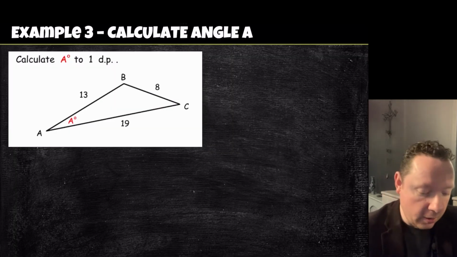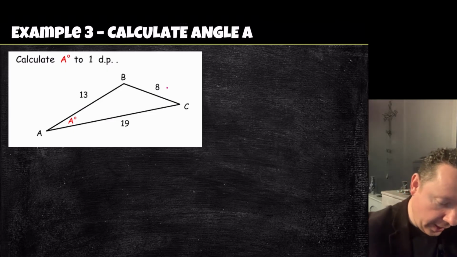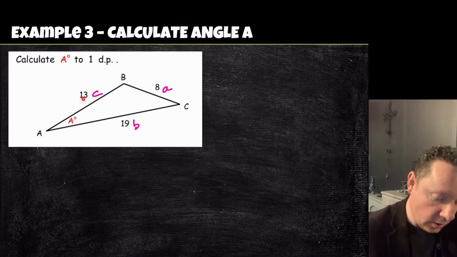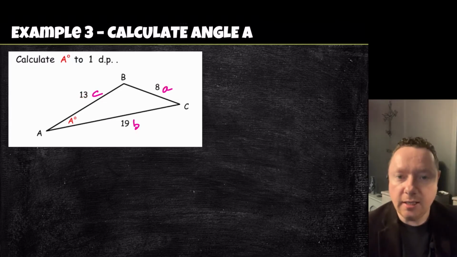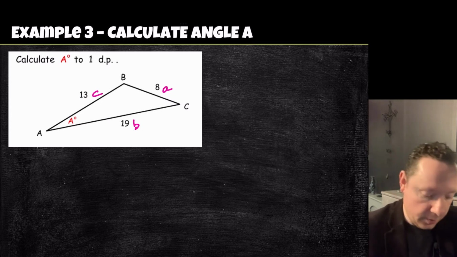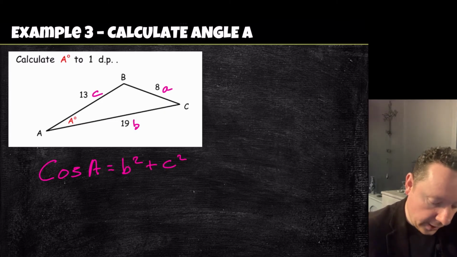Example 3. Using the cosine rule to calculate an angle, this time just angle A. So we're given angle A, so opposite A is little side A, opposite B is little side B, and opposite C is little side C. Again, I know it's the cosine rule, but by counting the sides, I'm given 1, 2, 3 sides. 3 sides is the cosine rule. So I copy my formula from the start of the exam paper. Cos A equals B squared plus C squared minus A squared all over 2BC.